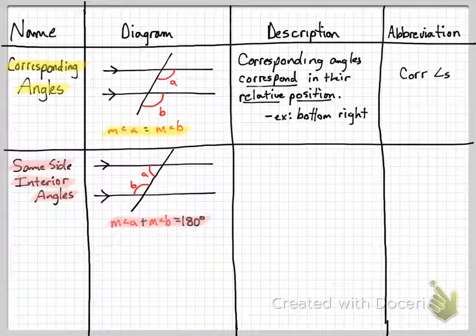The name here says everything. Same side, what does same side mean? Same side of the line, what do we call that line? The transversal. It's the same side of the transversal. In this case, they're both on the left side of the transversal. Interior means they're inside the parallel lines. So, the name tells us everything, and once we've identified that relationship, we are forced to use that equation, that those two angles add up to 180.